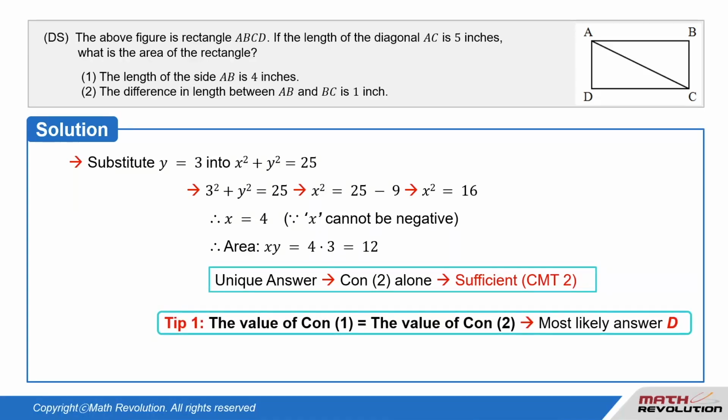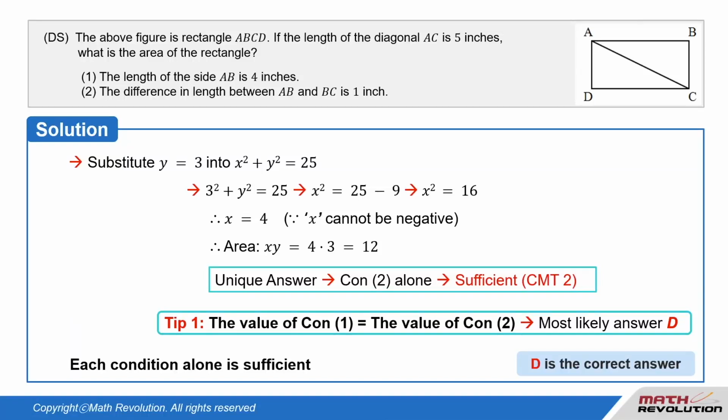Also, according to tip 1, it is about 95% likely that D would be the answer when the value of condition 1 is equal to the value of condition 2. This is a theory that you can frequently use on the exam. Memorize it carefully. It is very important to remember that the answer is D if condition 1 equals condition 2.